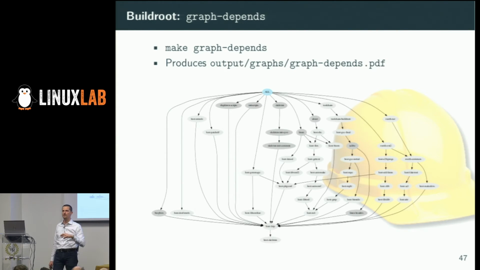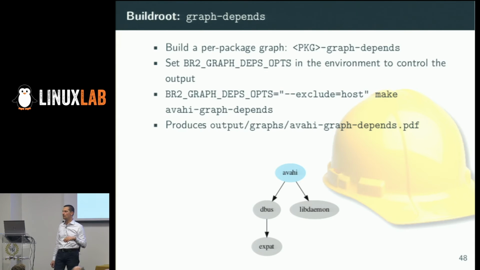If you want to focus on a specific package, you can ask it to generate a graph excluding all the host packages, because maybe you want to know only what goes on the target. You have plenty of room on your hard drive, and you want to do the graph depends only for a specific package. So in this case, you can see what Apache depends on, in a very focused way. For example, to understand, okay, I want to put Apache, what kind of dependencies will it bring in? So it's very visual and easy to understand.